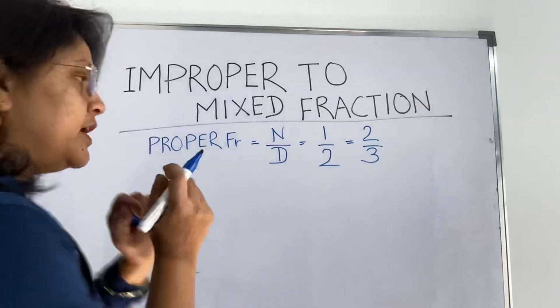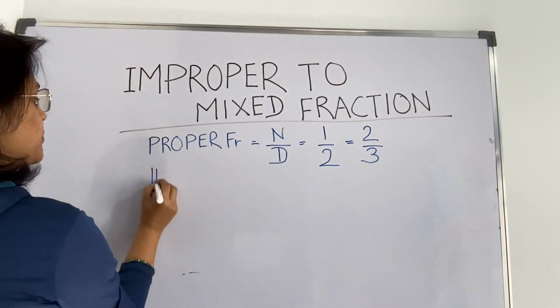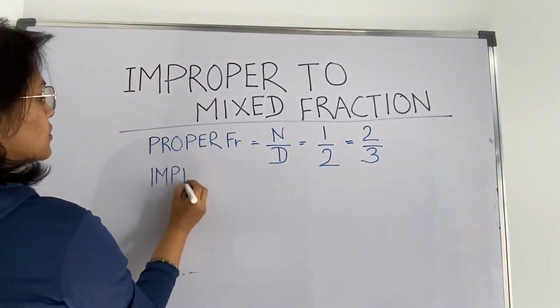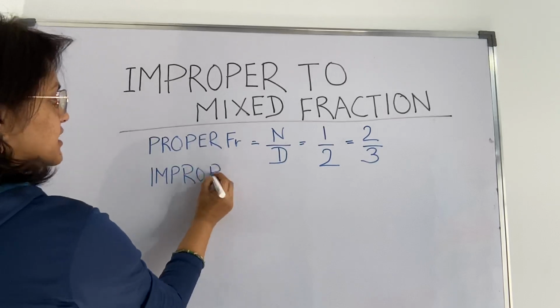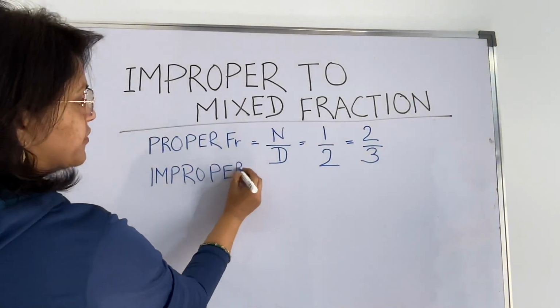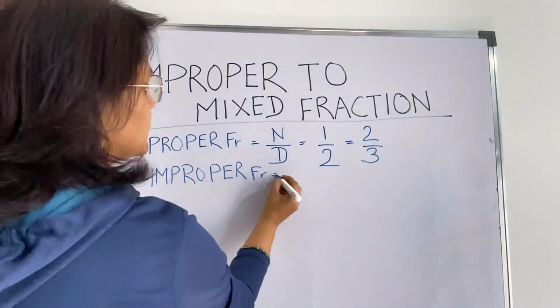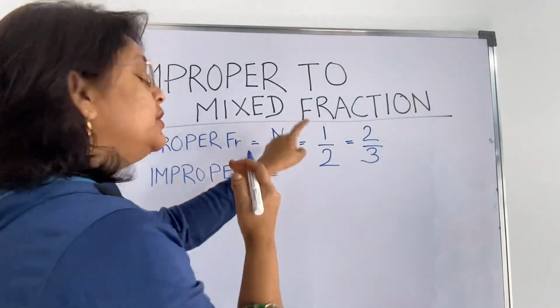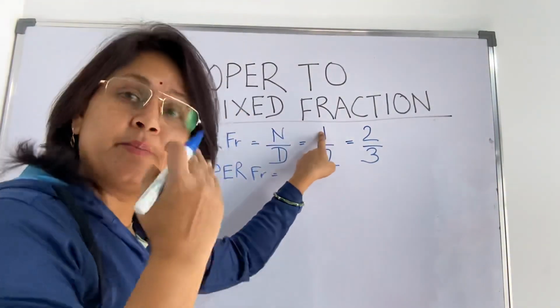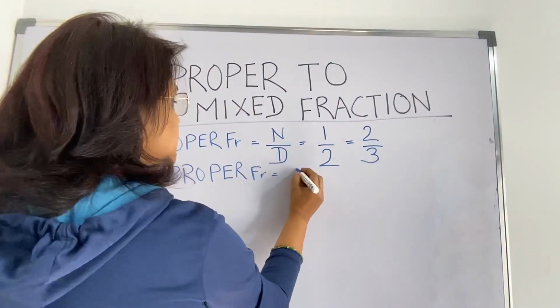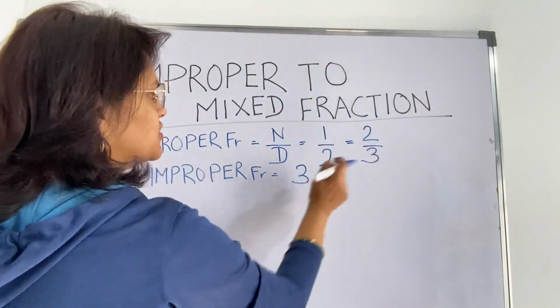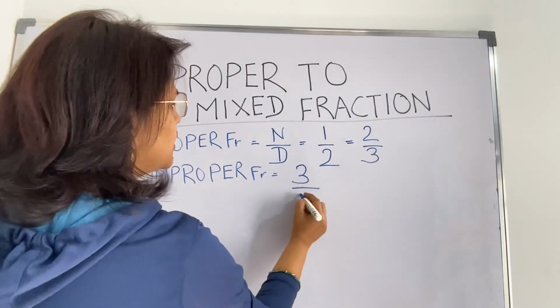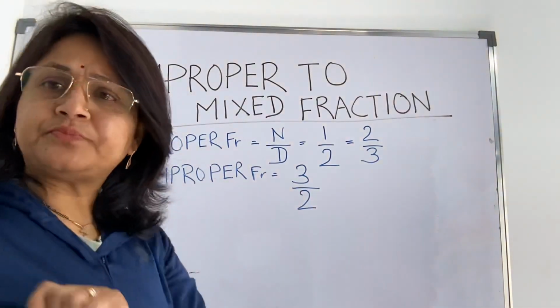Going onwards, now when we say improper fraction, the reverse is the case. In this case, the numerator will be more than the denominator. Suppose I write the same fraction in reverse, the reciprocal. So this becomes 3 by 2.